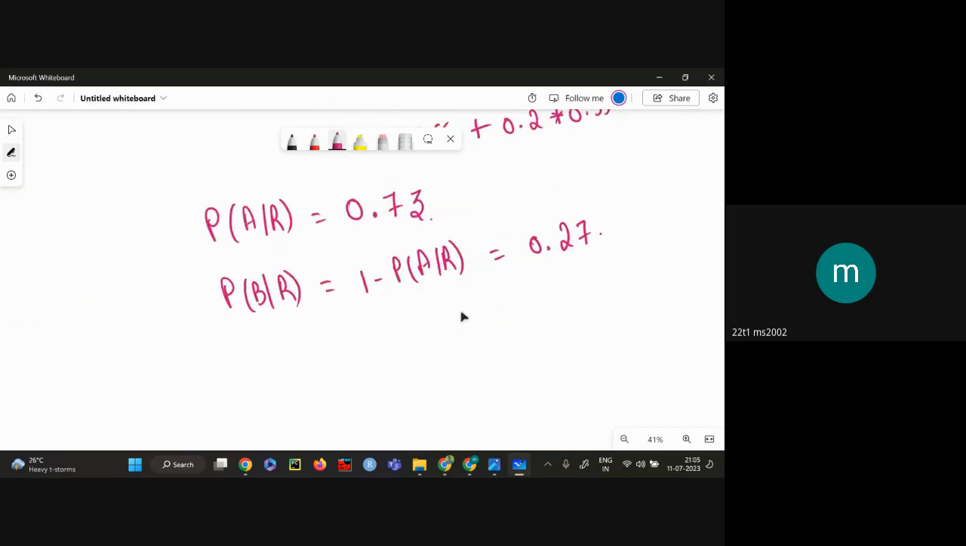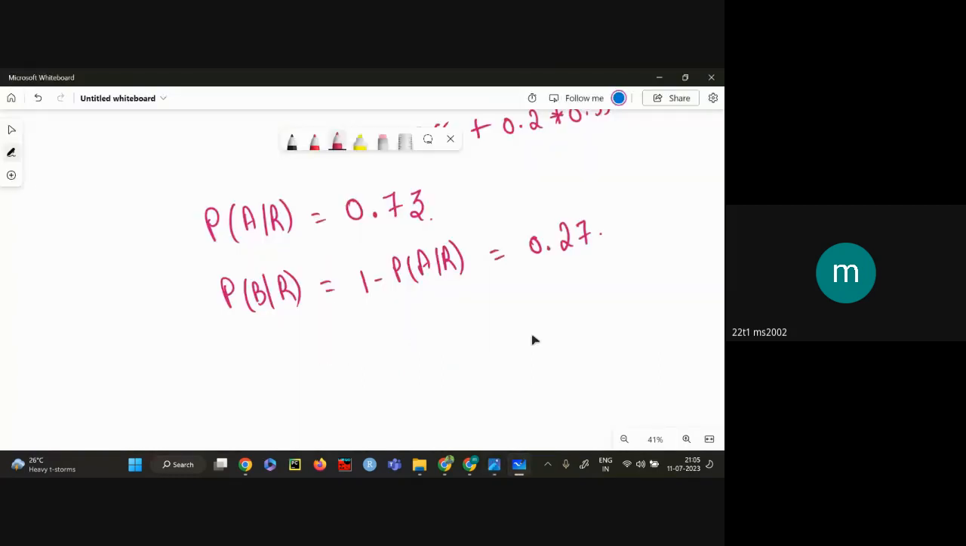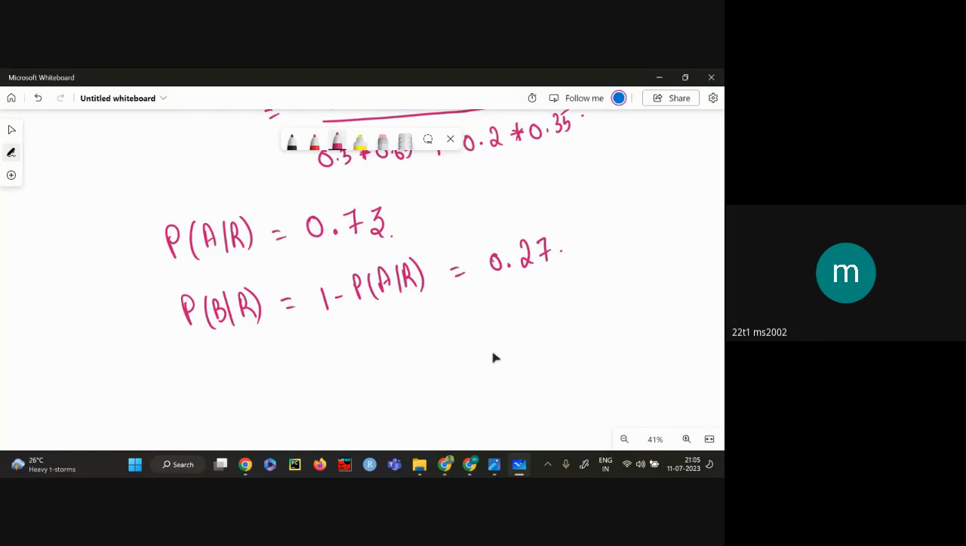So 0.73, 0.27. Now, what is the decision that you will take? Given all of these computations, which application center will you choose to submit your application, given this additional information? So what is your final conclusion? B. Why B? Because the chance of being rejected from B is much less. So I will choose B.